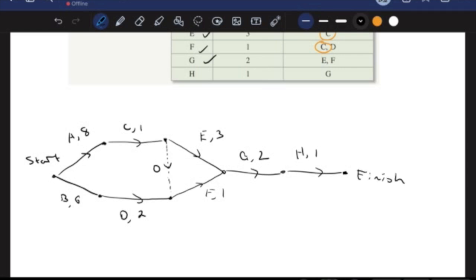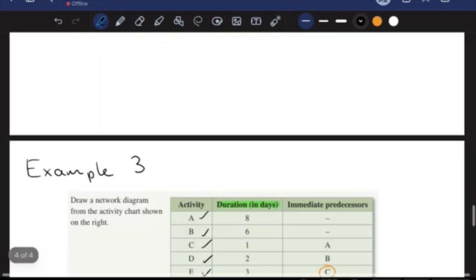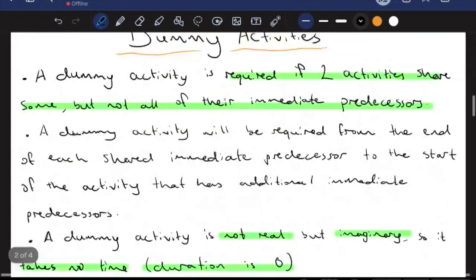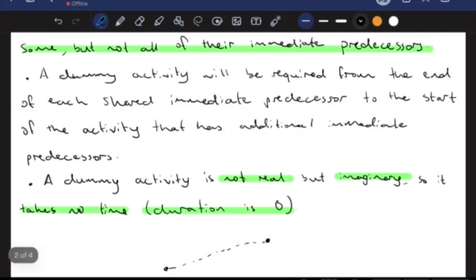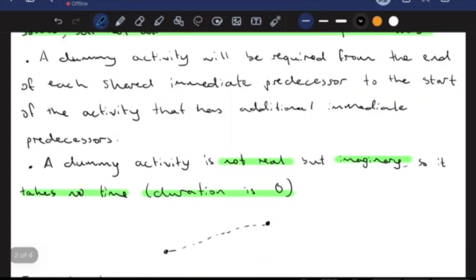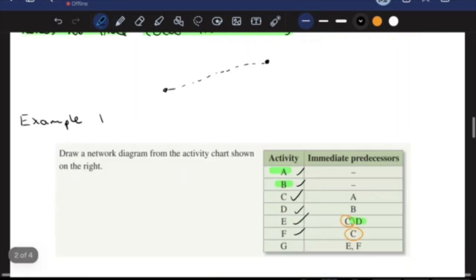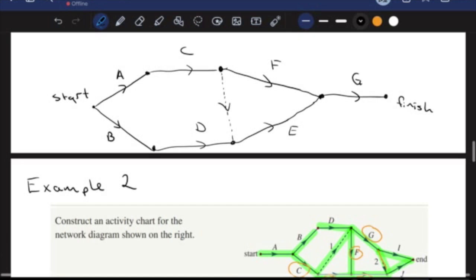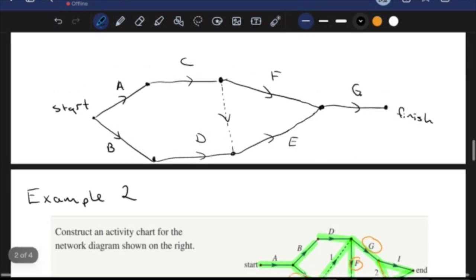So this is how we can use our dummy activities to, as we defined up here, basically connect two activities which share the same but not all of the immediate predecessors. And when we write it in, we're going to use this dotted line because these activities are not real but imaginary. So these aren't real edges we are drawing. These are imaginary, but they allow us to show the information on an activity chart when we have this discrepancy with our immediate predecessors. That brings us to the end of the video.